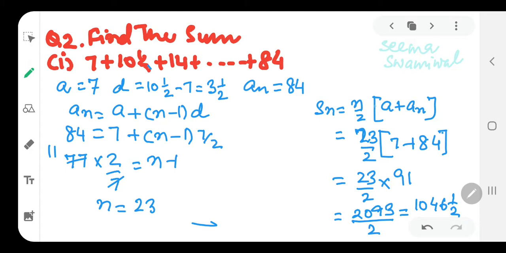So children, here first of all, we will find out n. So a is equal to 7, d is equal to 10.5 minus 7, that is 3.5, and an is the last term of the AP, which is given 84. So first of all, we will apply the formula for an. An is equal to a plus n minus 1 d. Put whatever you know. So in place of an, you will write down 84. In place of a, you will write down 7 plus n minus 1. And in place of d, you will put 7 by 2.